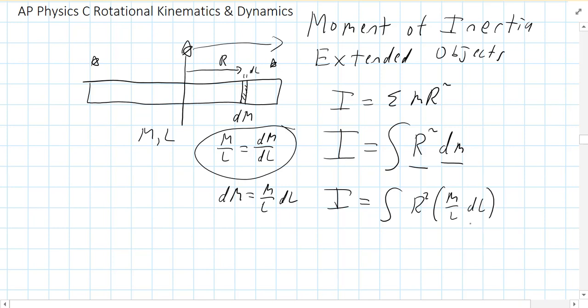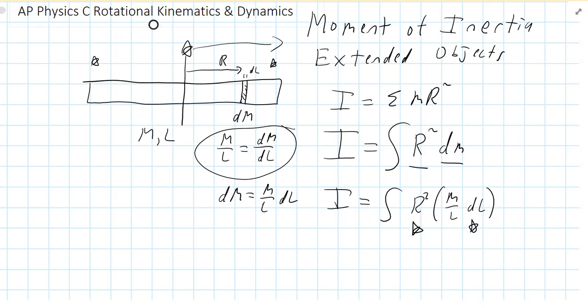Now, we're still not there yet. M and L are constants; that's the mass and the length of the entire meter stick. Radius varies, as we talked about a minute ago. And dl is a variable, because that length can be different depending on which dm you're looking at. So somehow I have to relate the radius to dl.